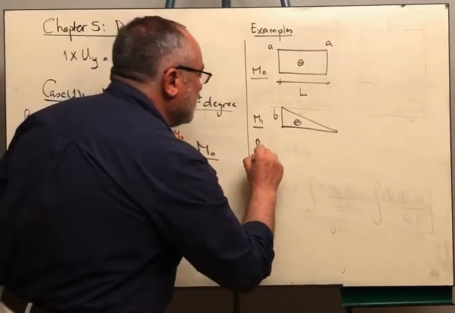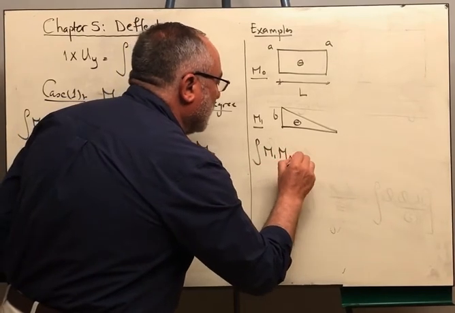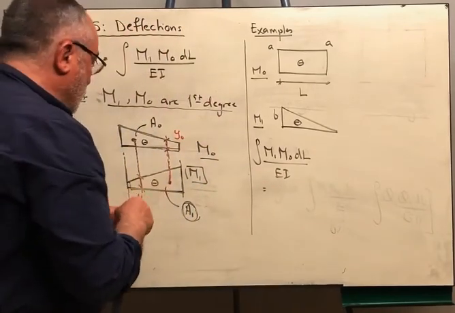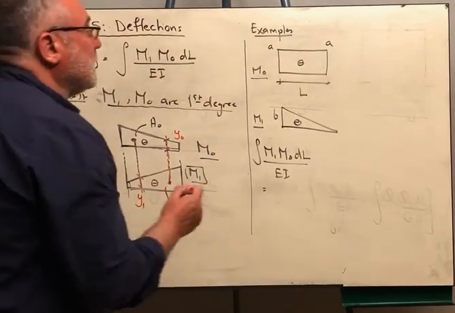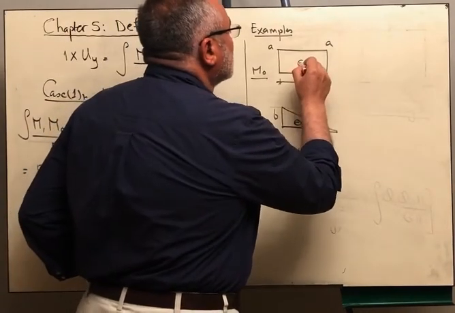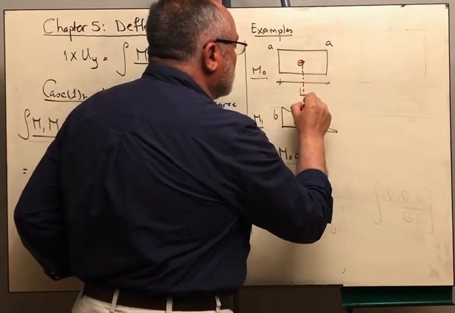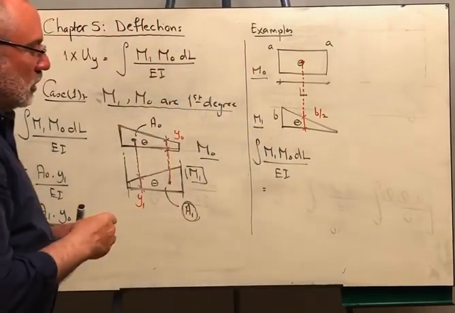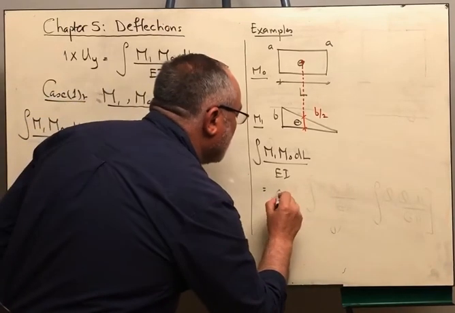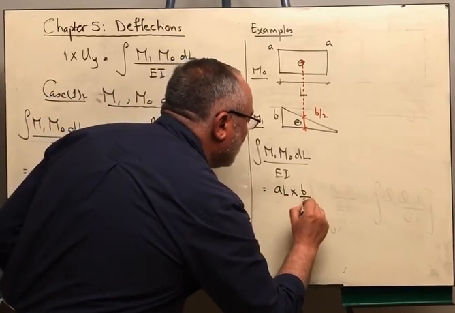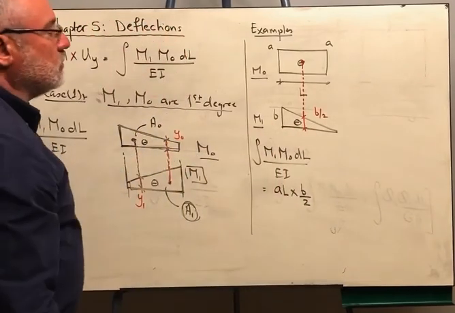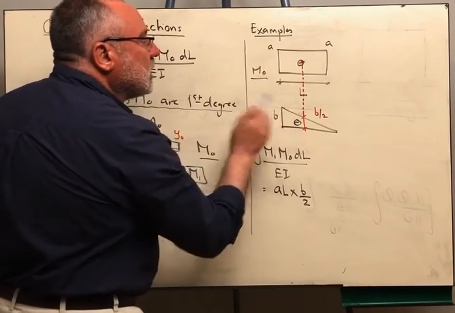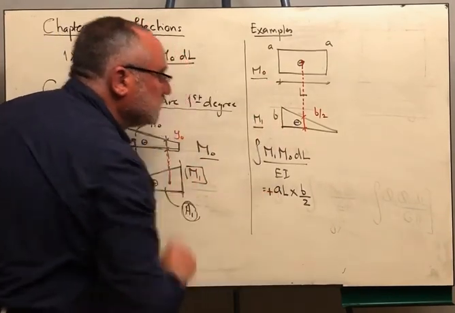So I'm going to say integral M1 M naught dl over EI equals. We can start by the area of this figure, and the centroid here is in the middle, of course, because this is a rectangle. The corresponding ordinate is b over 2. So you can say that the area of the first diagram AL multiplied by the corresponding ordinate from the other diagram b over 2. This diagram is negative and this diagram is negative. The product of two negative values is positive.